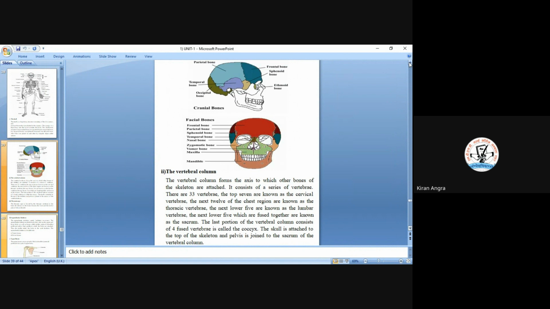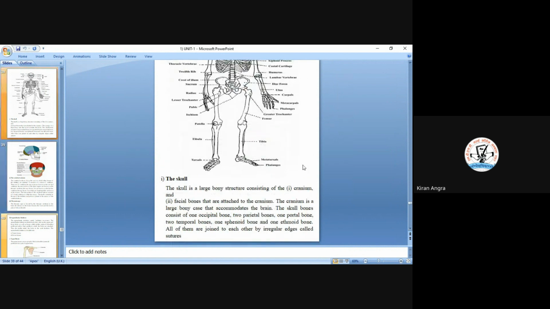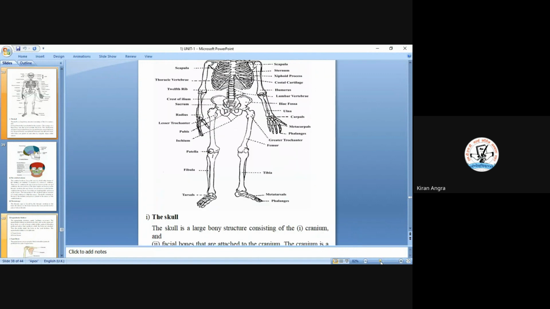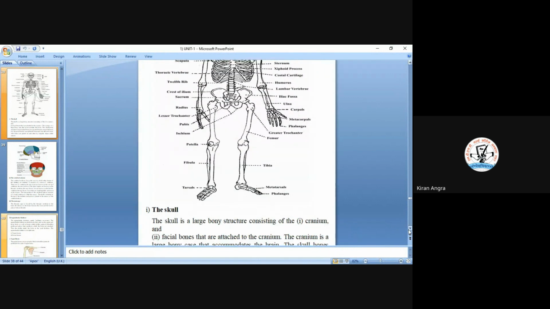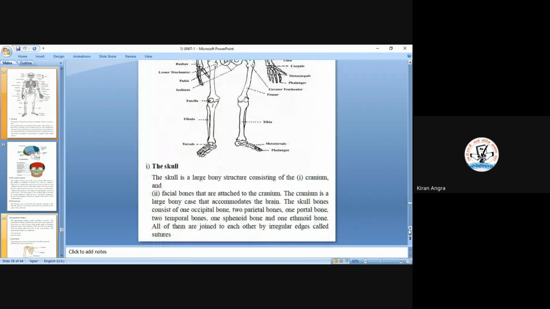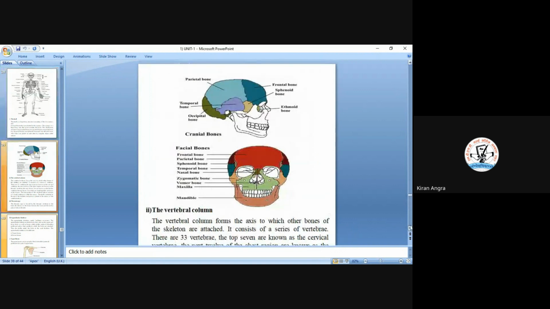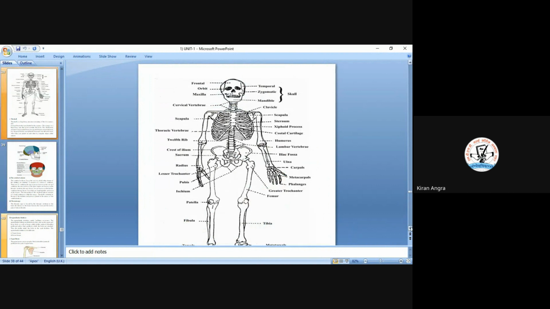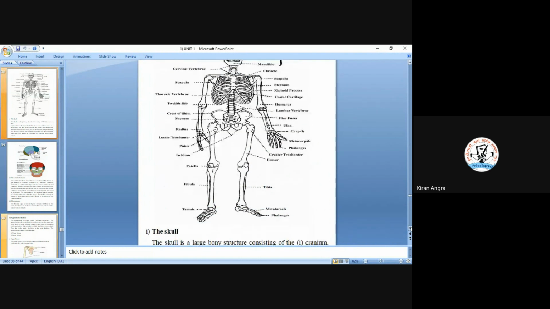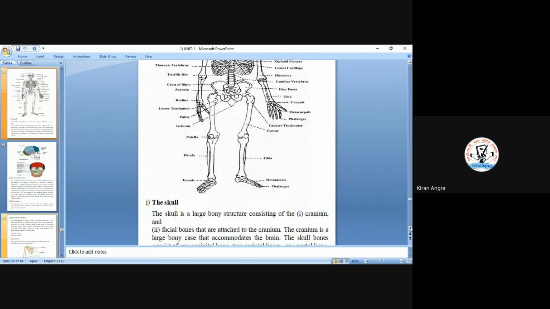The skull, you all know, is a large bony structure in which we have the cranium and the facial bones. The facial bones are attached to the cranium. And what is the cranium? The cranium is basically a big bony case in which our brain sits. The skull bones consist of one occipital bone. You are all seeing it in the diagram.